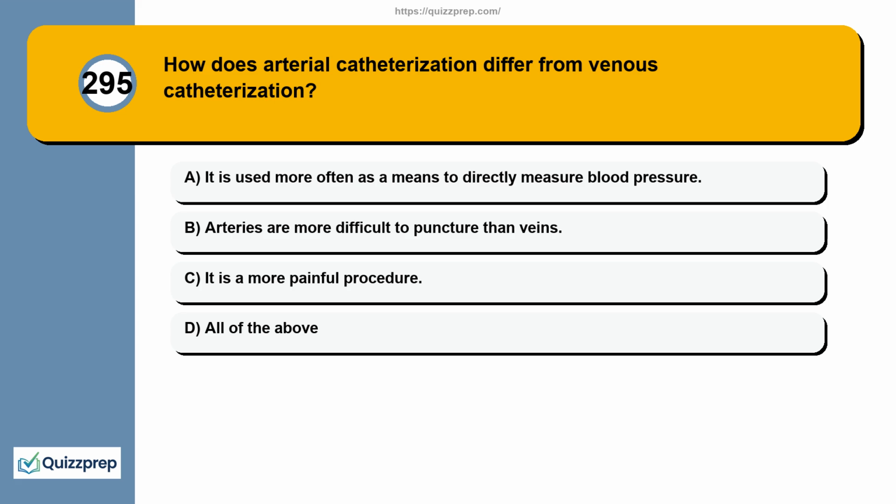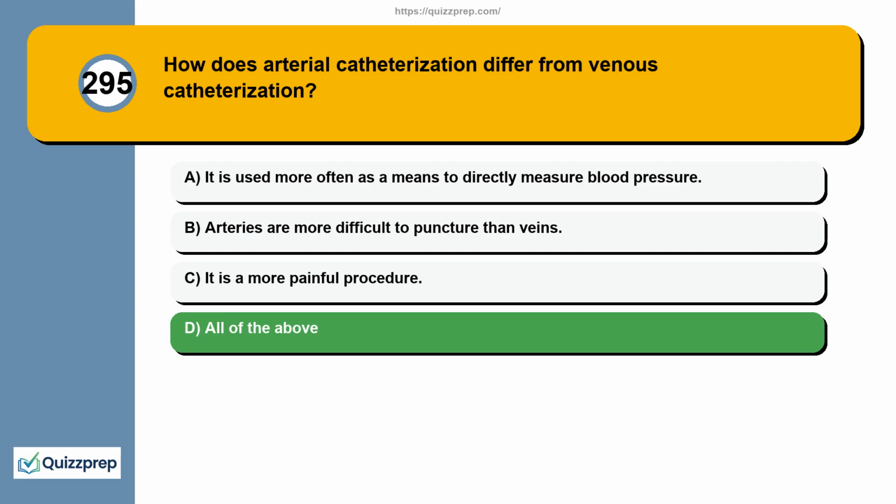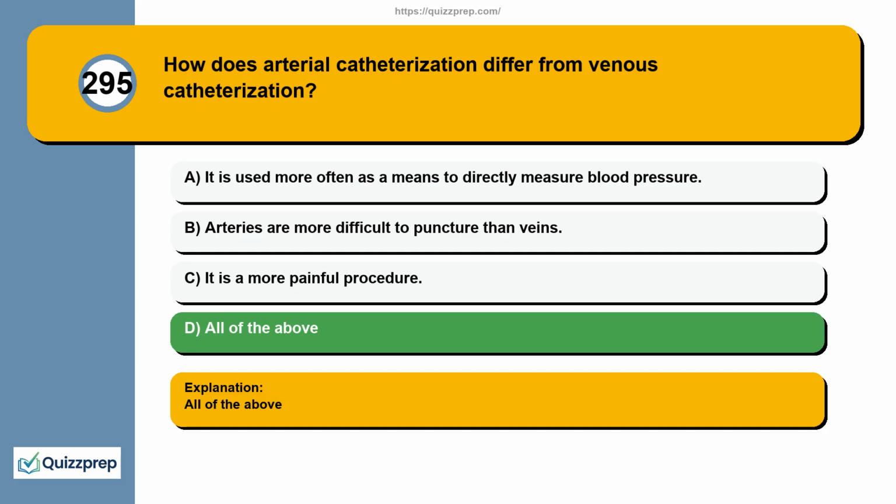Question 295. How does arterial catheterization differ from venous catheterization? Option A. It is used more often as a means to directly measure blood pressure. Option B. Arteries are more difficult to puncture than veins. Option C. It is a more painful procedure. Option D. All of the above. The correct answer is option D. All of the above.